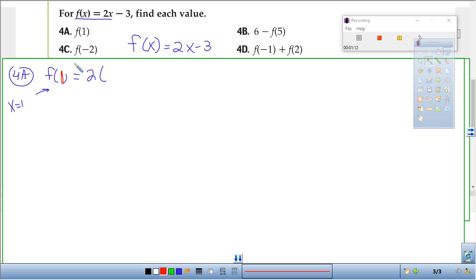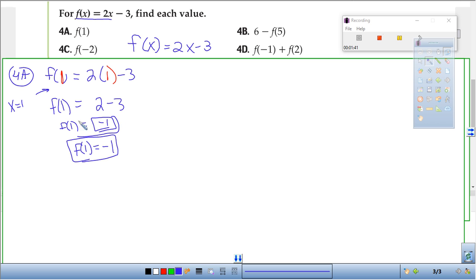2 times 1. See, it's 2 times 1. Minus 3. Okay, so f of 1 is equal to, what's 2 times 1? 2 minus 3. What's 2 minus 3? Anybody know? Negative 1. There's my answer. So f of 1 is equal to negative 1. So boom.